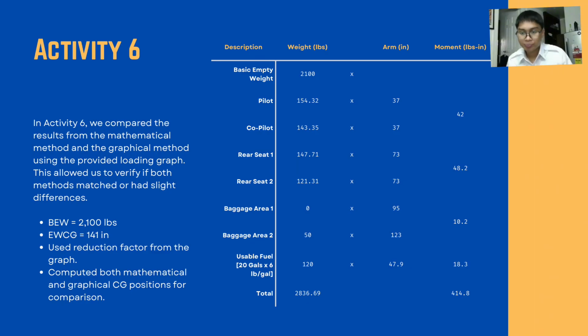As you can see, this is the data that we collected. The pilot, the co-pilot, rear seat 1 and rear seat 2 are obviously our group members. The baggage, 50, was our only given weight. So that's all for activity 6. We collected the total weight and the moment.